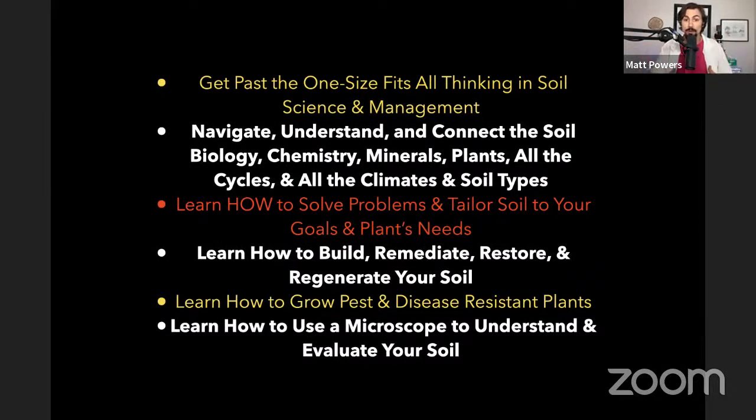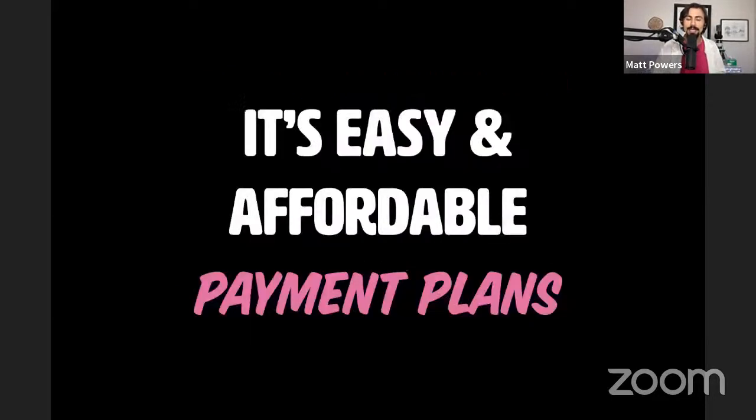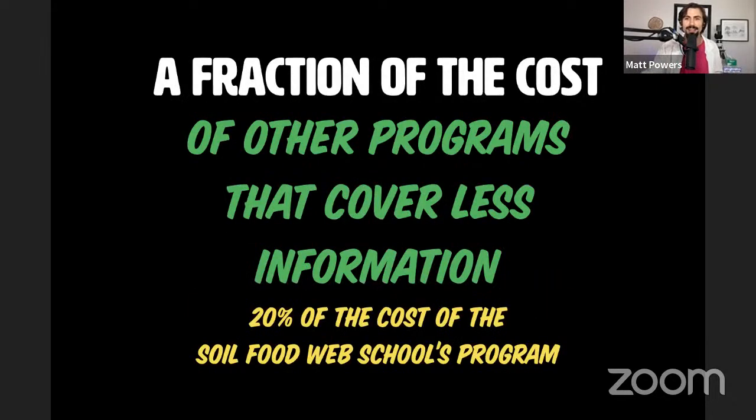So you can navigate all the different understandings, all the different camps, all the different modalities. It's all possible. You can grow pest and disease resistant plants. You can fix your soil no matter how messed up it is. And you can use a microscope to do it all. And it's easy and affordable because there's payment plans.